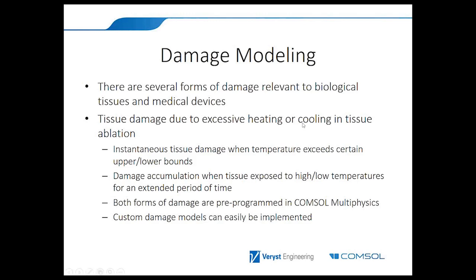And I listed here 3 or 4 forms of damage. First is in the tissue heating or cooling. There's instantaneous damage if the temperature exceeds a certain value, whether high or low. And there's damage accumulation. If the temperature stays high for an extended period of time, it's worse than if it just stayed there for a fraction of a second. Both of these forms of instantaneous and accumulated damage are pre-programmed in COMSOL. But again, there's no damage model that can work for everything, so you can easily implement your own damage model as needed. And here are 3 more forms of damage.